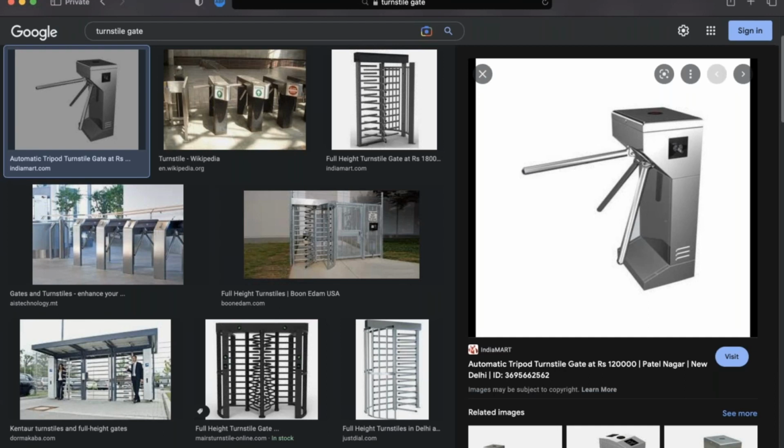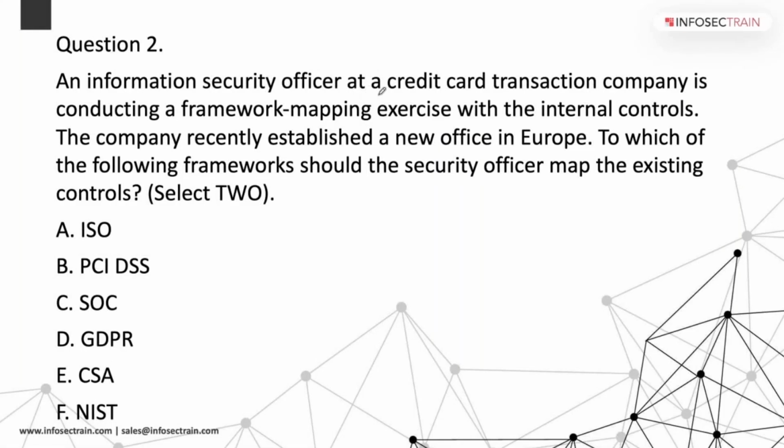Question number two: an information security officer at a credit card transaction company is conducting a framework mapping exercise with the internal controls. The company recently established a new office in Europe. To which of the following frameworks should the security officer map the existing controls? Best two options here. You can be pretty sure that most of these things are required.